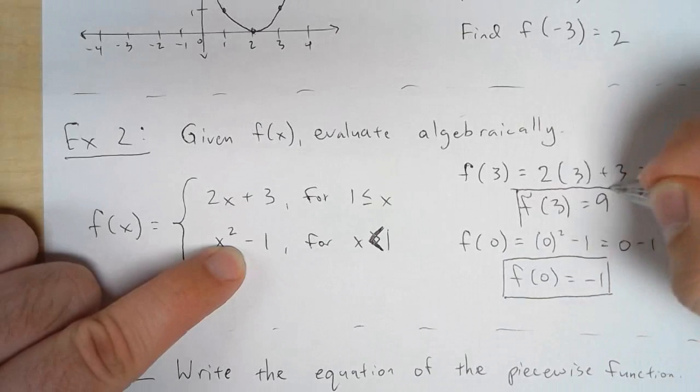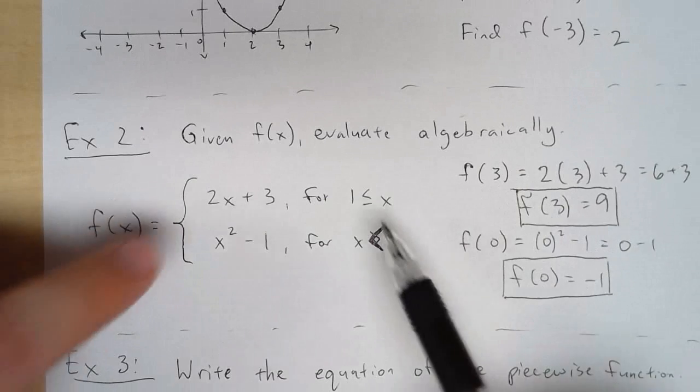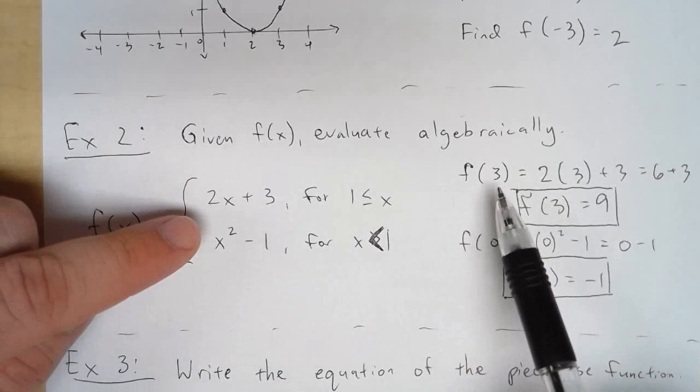I should box in my final answers to make this a little easier for you guys to see. We just evaluated algebraically, just like we did when we were making our packets, or just like we've done with the order of operations in the past. The hard part is making sure you figure out which domain is the input.